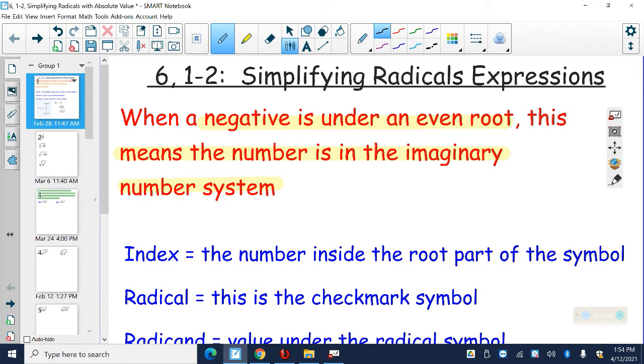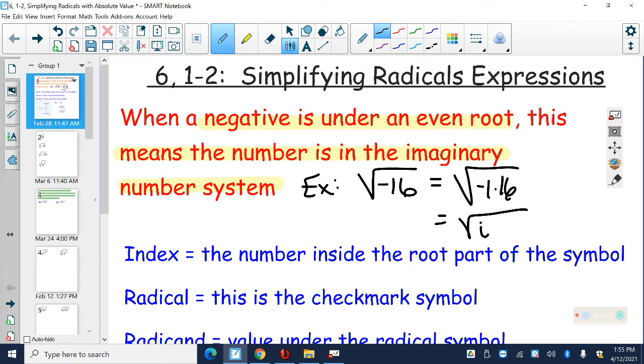I mean if I have an example of being, let's say, the square root of negative 16. We know the square root of negative 16. When we did this, we said this was negative 1 times 16, which was going to be i squared times 16, which came out to be 4i. Do you remember us doing that? Okay, we did it just like that. So when we have a negative underneath of the even root, then you are going to have an imaginary answer.